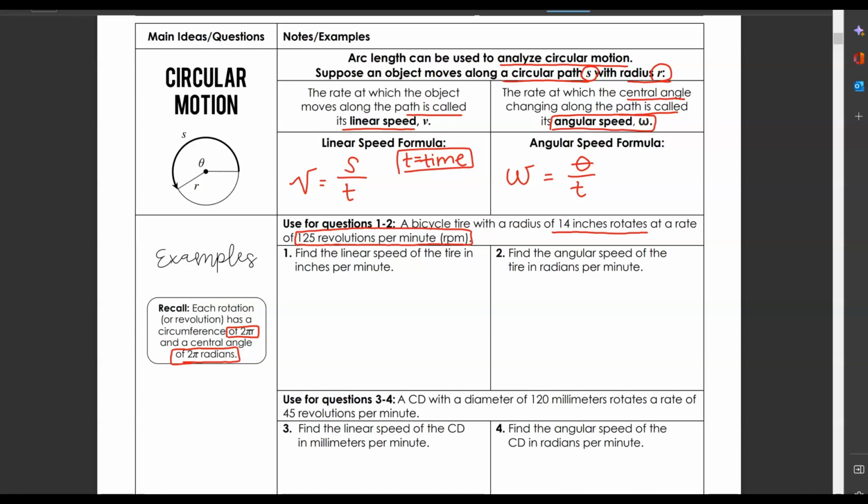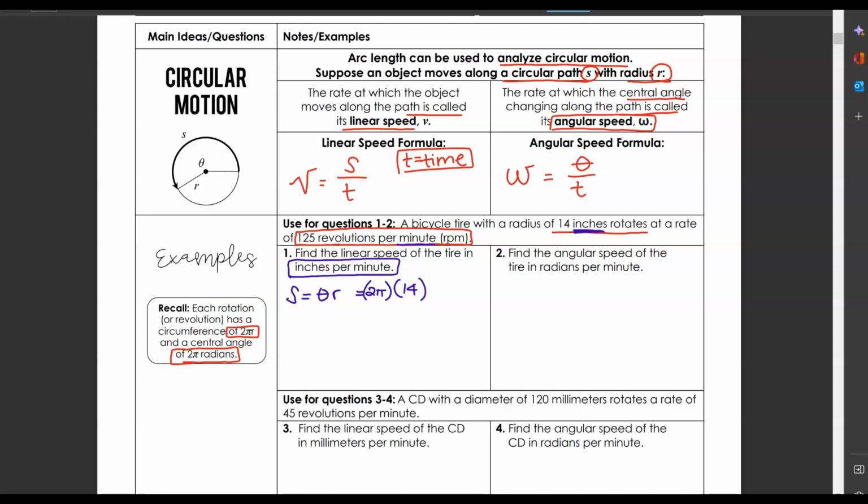Before we get started, it's really important that we acknowledge that our units are all the same. Notice that I want this answer to be in inches per minute, and we are dealing with minutes, and we are in fact dealing with inches. So to start off this problem, we need to figure out the arc length. From our last section, we saw that the arc length is equal to r theta, our radius times theta. In this case, we know that the radius is going to be 14, and our theta is going to be 2 pi.